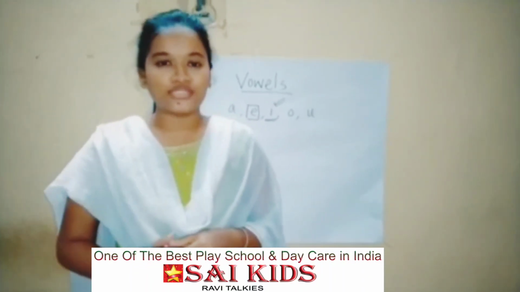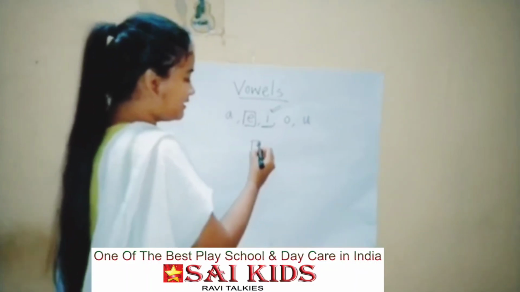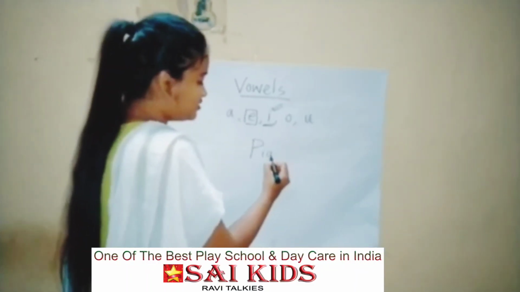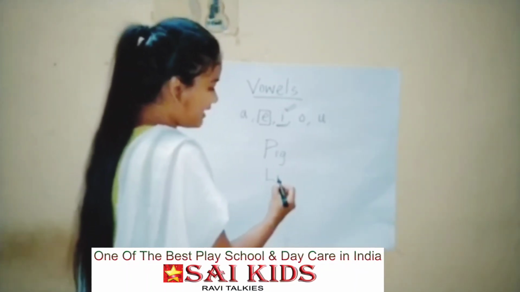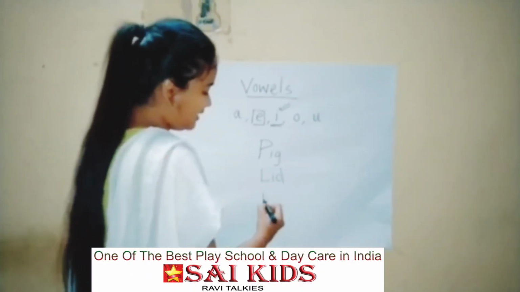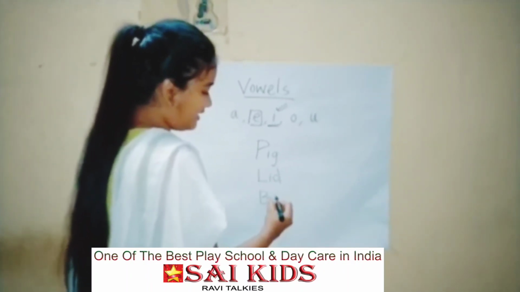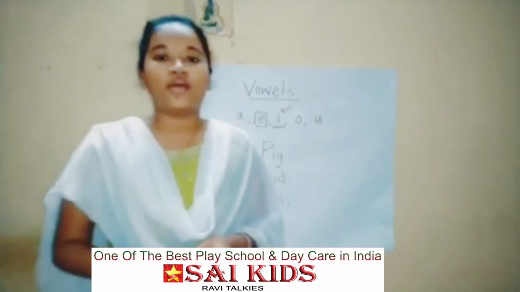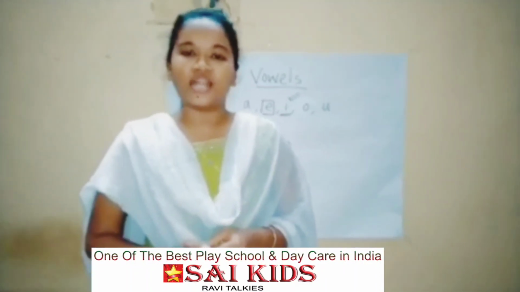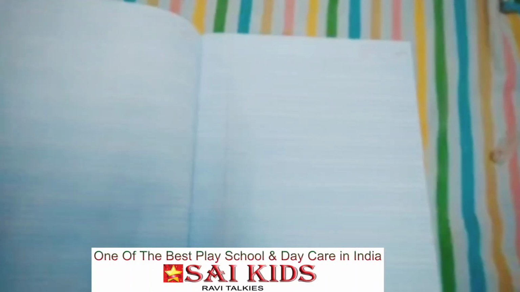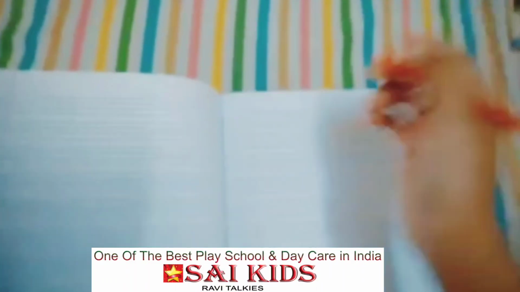So some of the I sound words are pig, P-I-G, lid, L-I-D, bin, B-I-N. So now let's write some I sound words in our book. So kids, let's start by writing the I sound words.